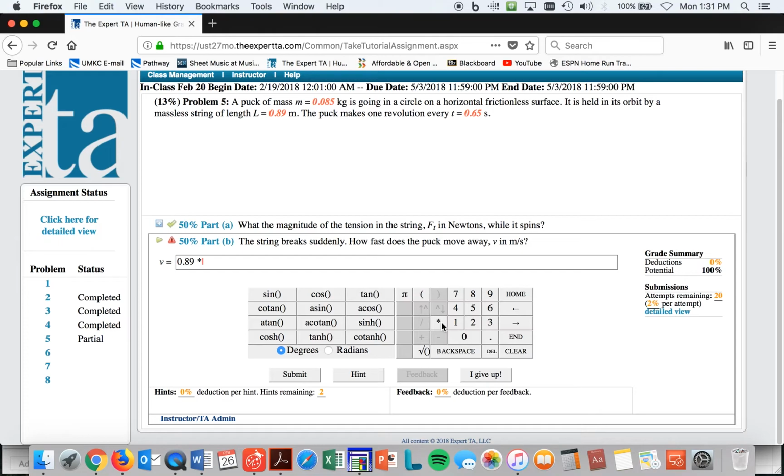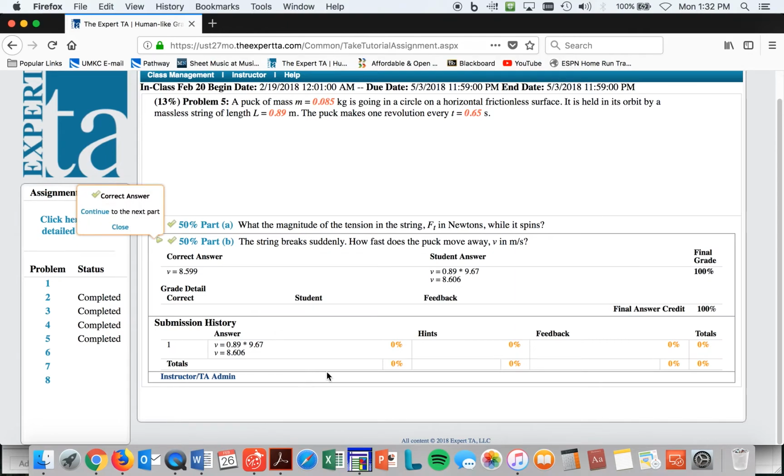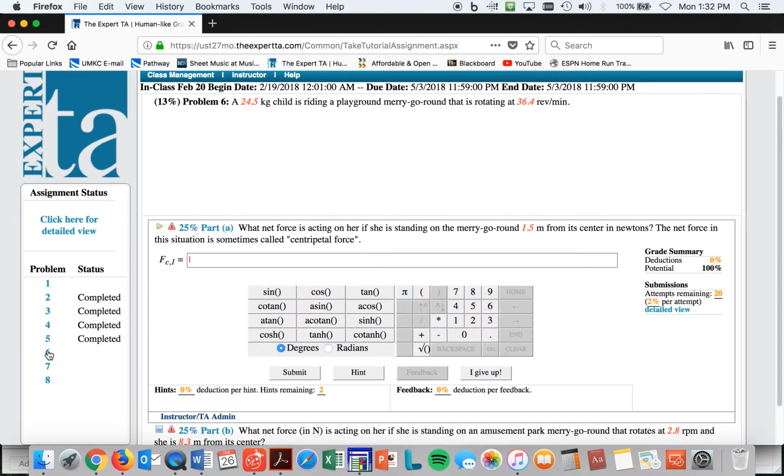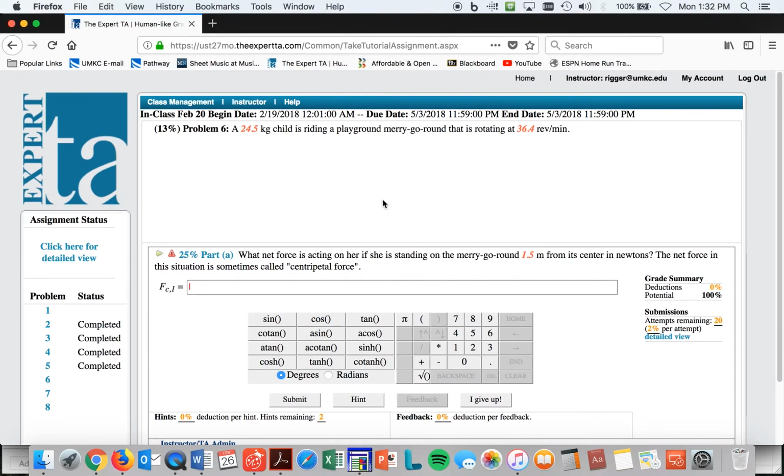Times 9.67. Yeah, baby. Maybe we can squeeze one more in. Think we can? I think we can. Let's try to squeeze one more problem in. Okay. Oh, yeah, because I love this problem. Once again, 34 revolutions per minute. Here we go again. 36.4 revolutions per minute.